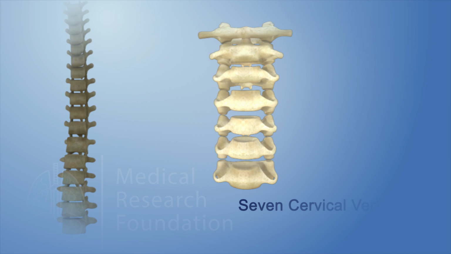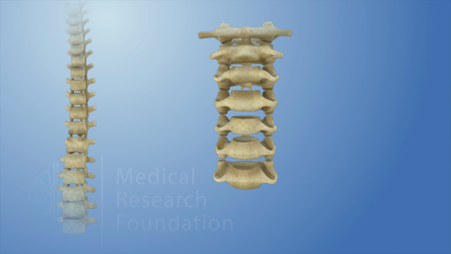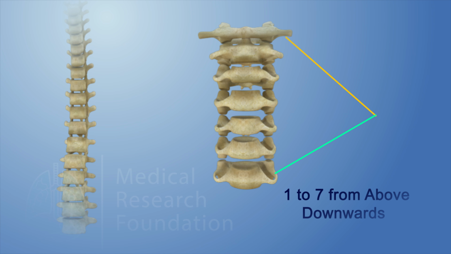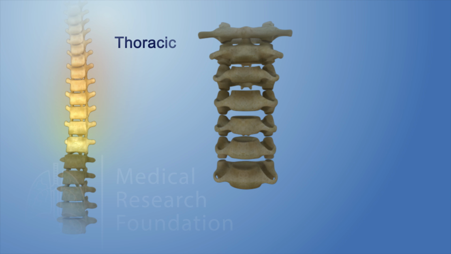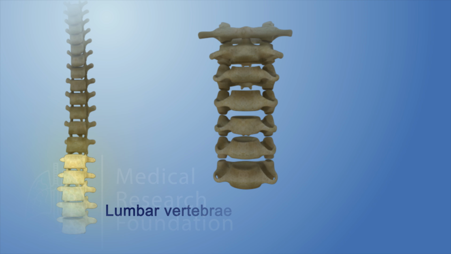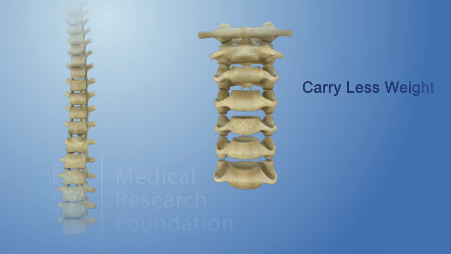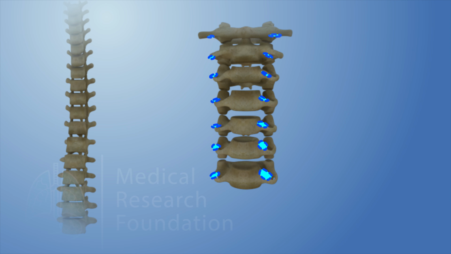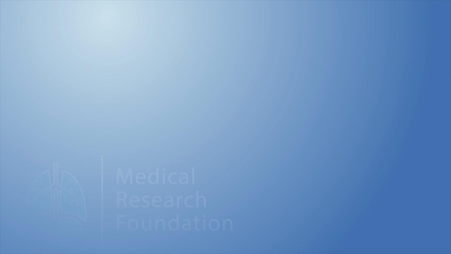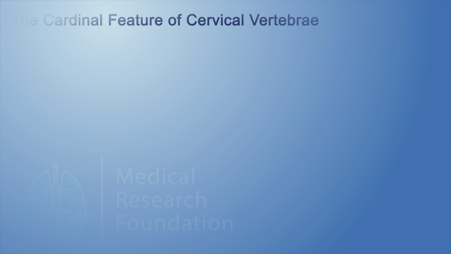Cervical vertebrae. There are 7 cervical vertebrae, numbered 1 to 7 from above downwards. They are small in size as compared to thoracic and lumbar vertebrae, as they have to carry less weight. They are identified by the presence of foramen in their transverse processes, called foramen transversarium, the cardinal feature of cervical vertebrae.